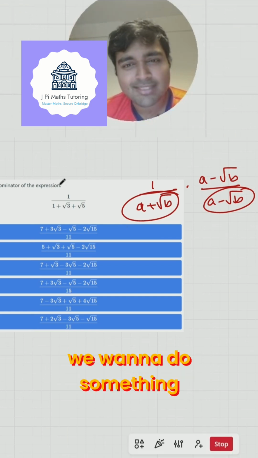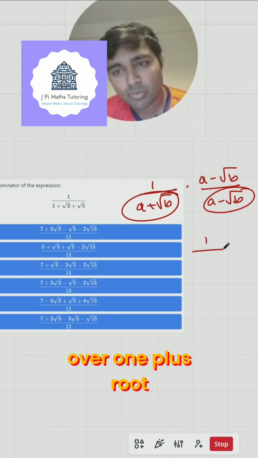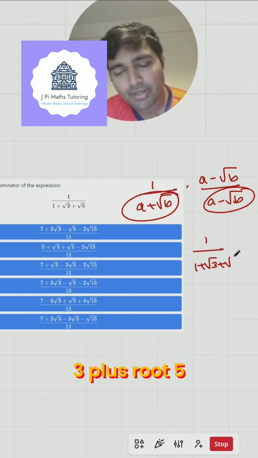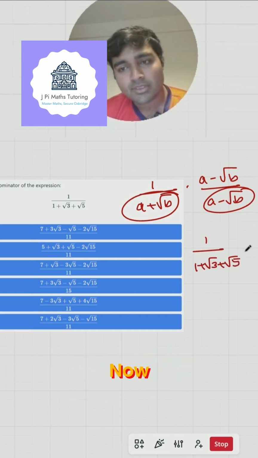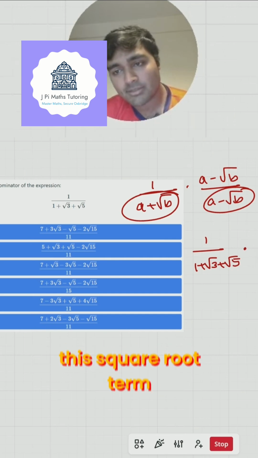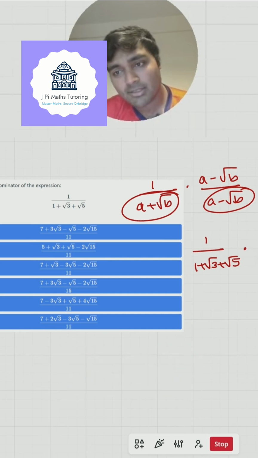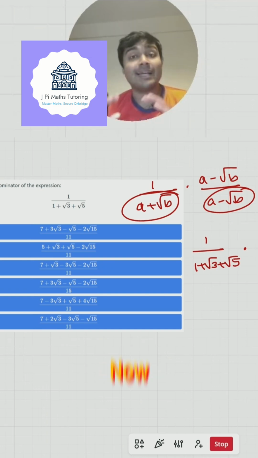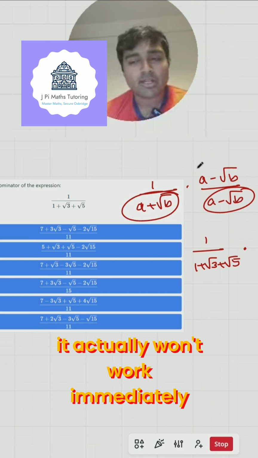So we want to do something similar here with 1 over 1 plus root 3 plus root 5. Now, the natural thing to want to do is multiply the top and bottom by 1 minus this square root term. And that's exactly what we're going to do, like so. Now, why does this work? Well, it actually won't work immediately.